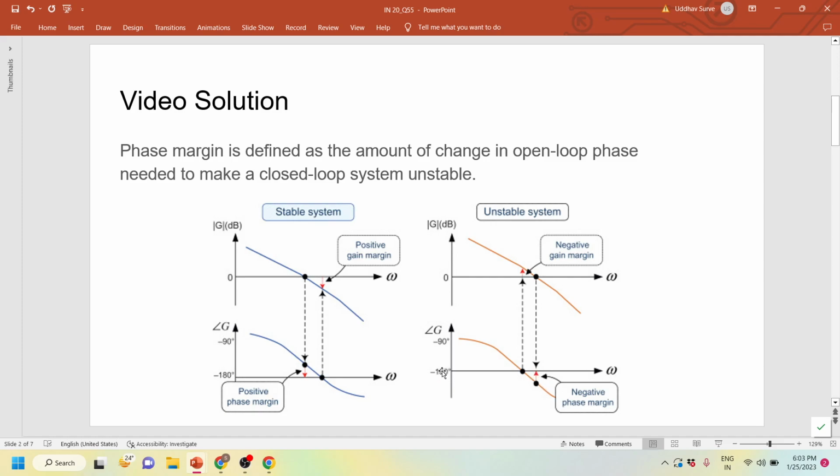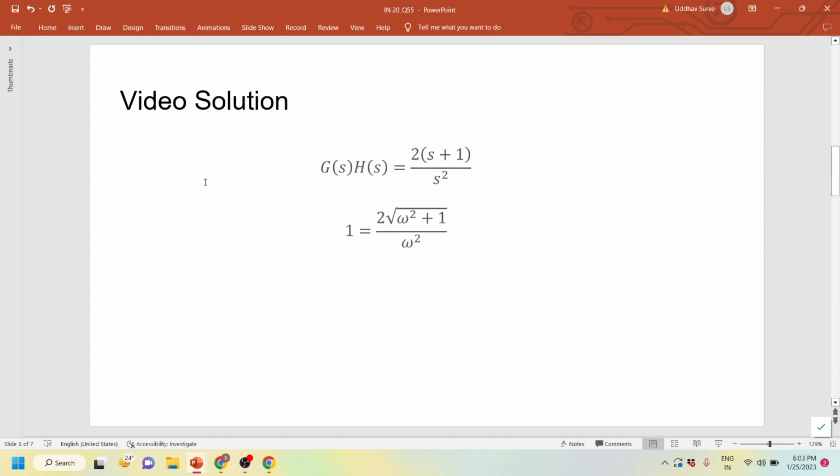Okay, so it contributes to negative phase margin. Basically phase margin is always looked at with respect to minus 180 degrees. So you have to ensure that the phase is between 0 and minus 180 degrees. For example, assume it is minus 135 degrees here. It is a stable system due to having a positive phase margin as the condition for stability. So let us see how we will solve this question.